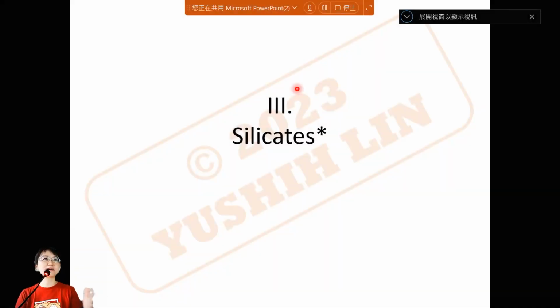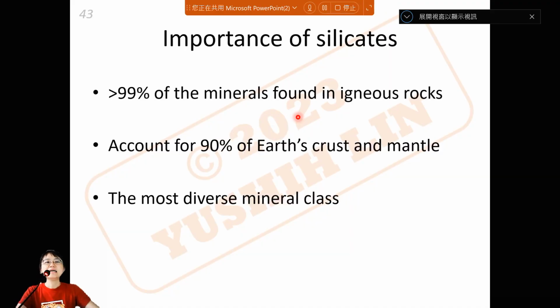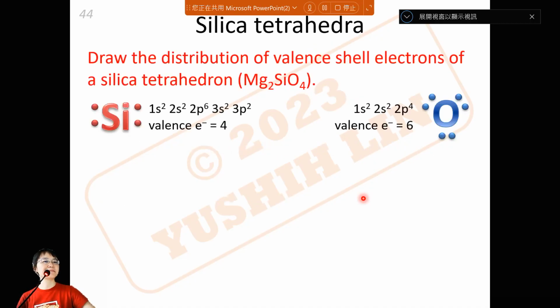Previously, that was the general introduction about mineral chemistry. Now we will focus specifically on silicates. Silicates represent more than 99% of the minerals found in igneous rock and account for 90% of Earth's crust and mantle. So basically, all the rocks you see, 90% of them are made of silicates. It's also the most diverse mineral class. So we have to have some basic understanding about them.